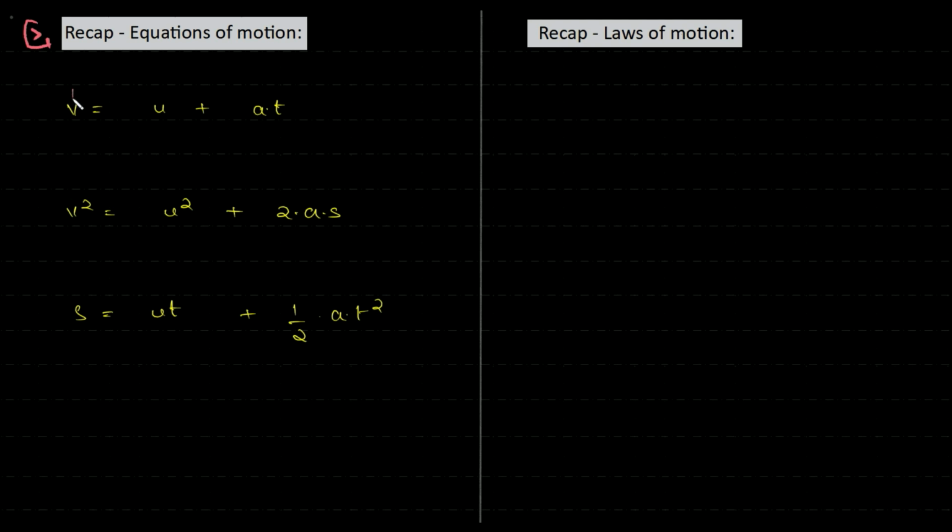I hope you guys tried it. v is your final velocity, while u is your initial velocity. a is your acceleration and t is your time. The only thing left out is s, that's your displacement.